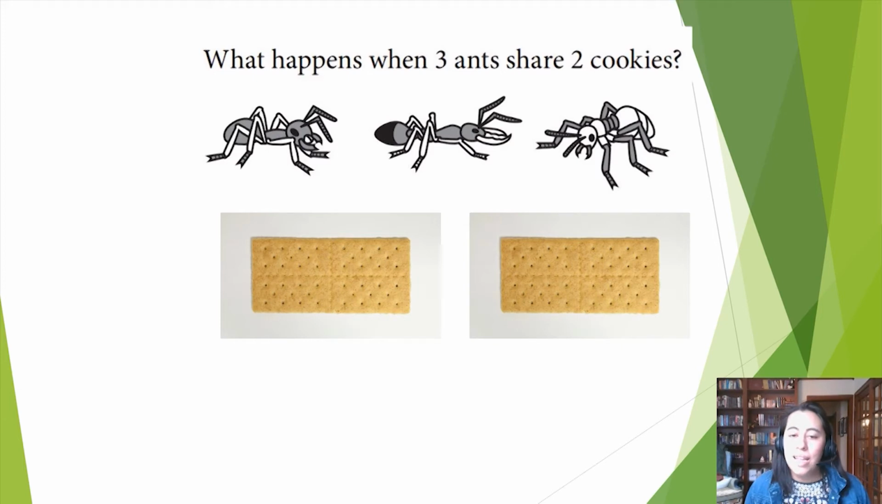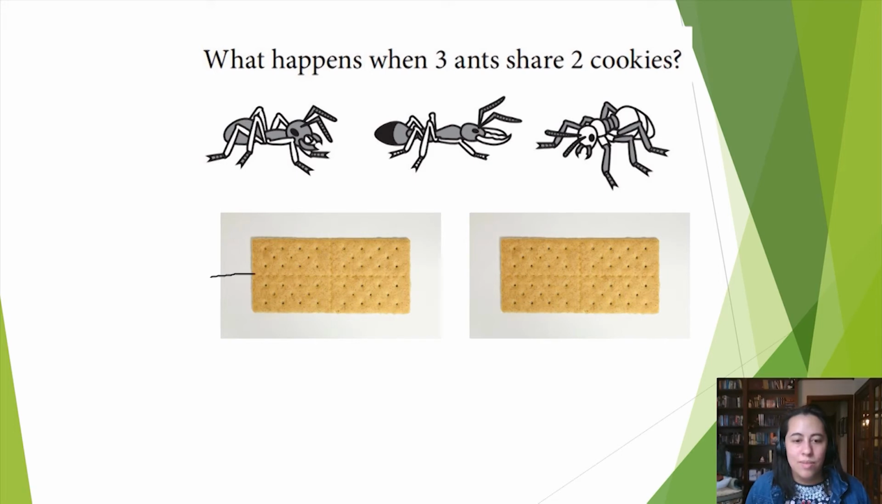Hey, let's try and solve another story. What happens when 3 ants share 2 cookies? So we have 1, 2, 3 ants this time sharing 2 cookies. I can already see that there's not enough for each ant to have a whole cookie by themselves. Let me start with halves. Let's see if I can break these into halves and share them equally among the ants.